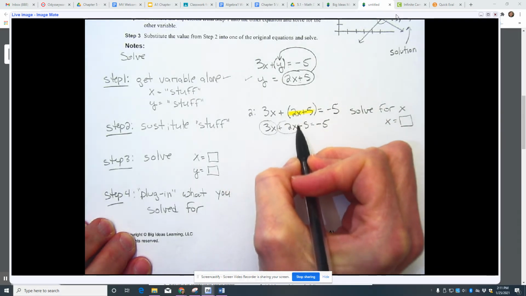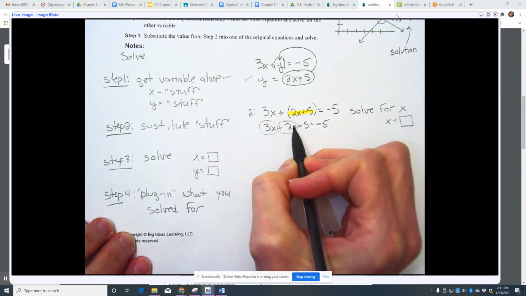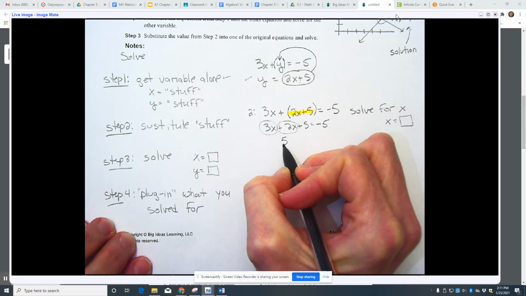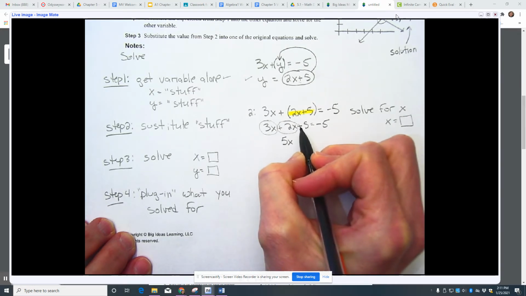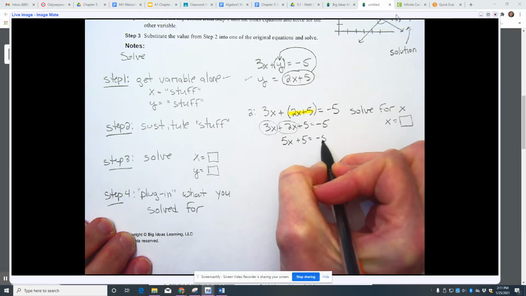Then I'm going to combine like terms. 3x and 2x are like terms. I like to say clean up before you start solving. So I have some cleaning up to do here. I have some like terms to combine. So 3x plus 2x is 5x. Copy the rest. Plus 5 equals negative 5.